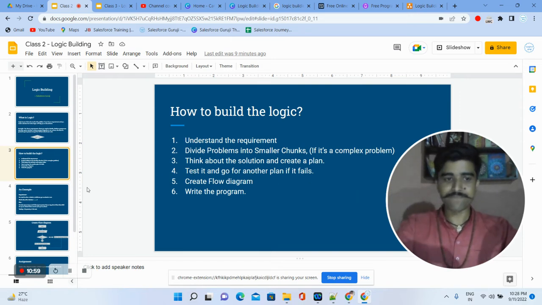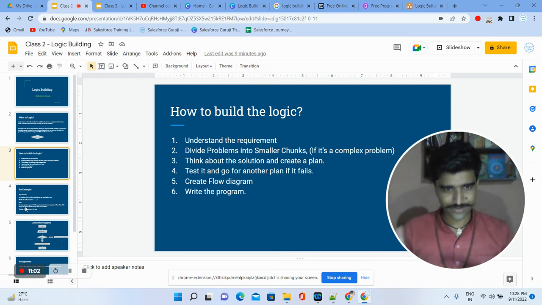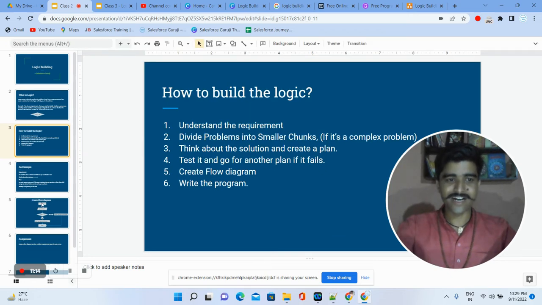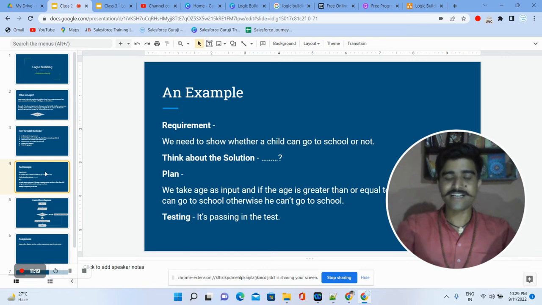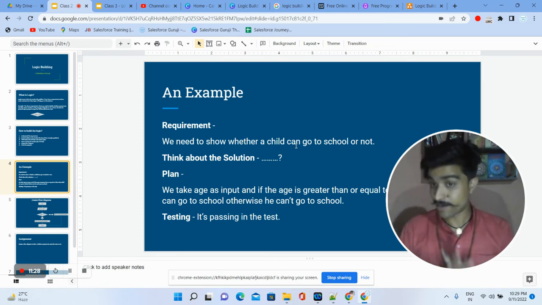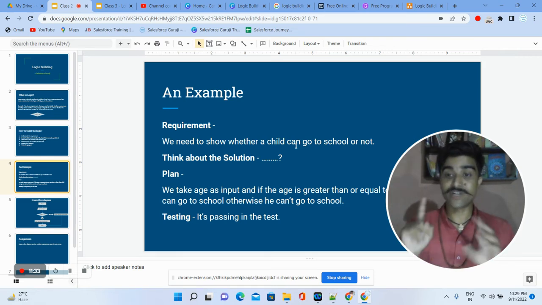Now, I'm just showing a basic example. You don't need to worry if you are not understanding the things in perfect order. Please don't worry, we will cover each and everything in the upcoming classes. Now, let's go to the next slide. In the next slide, an example. Okay, suppose here we have a requirement. We need to show whether a child can go to school or not. This is the requirement that we have. So the first thing is, we have to understand the requirement very clearly.